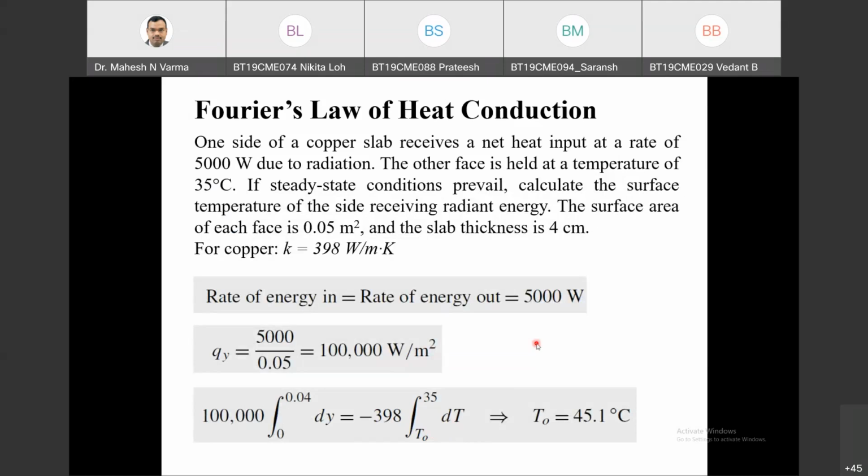Fourier's law of heat conduction. Yes, sir. Fourier's law of heat conduction. So, does anybody have any difficulty in whatever topics we have covered?